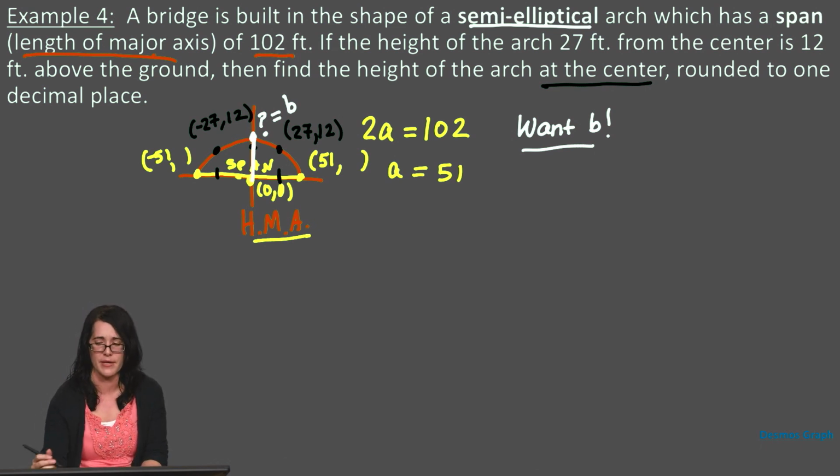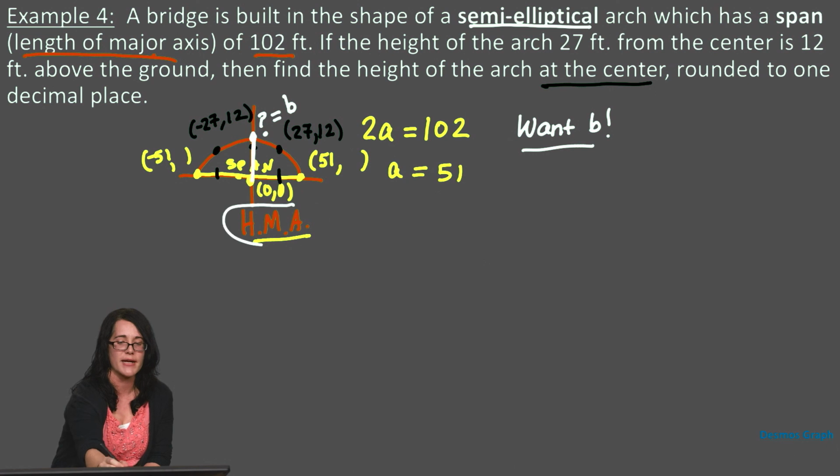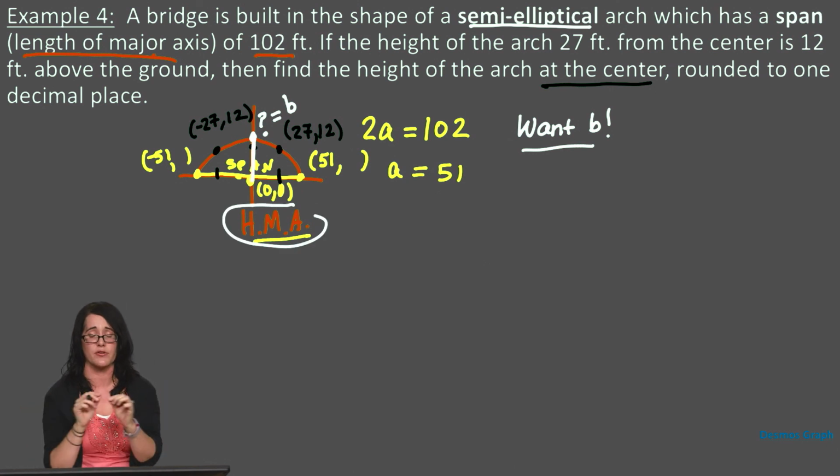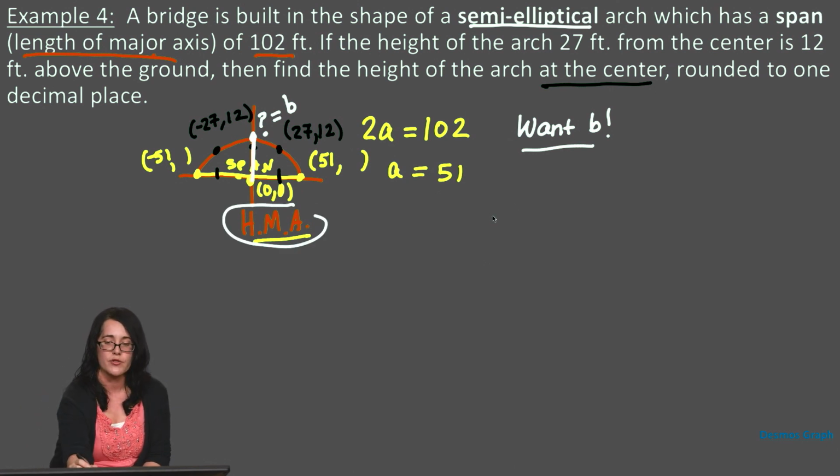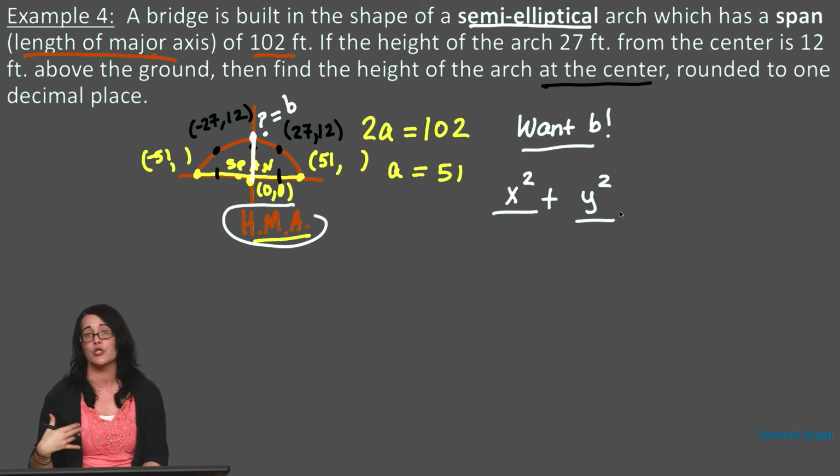So let's do that. If you have a horizontal major axis, which we were given because that was our span, they told us, what variable, x squared or y squared, assuming we're at the center, so it's something like this, what variable, underneath which variable I should say, is your bigger number?